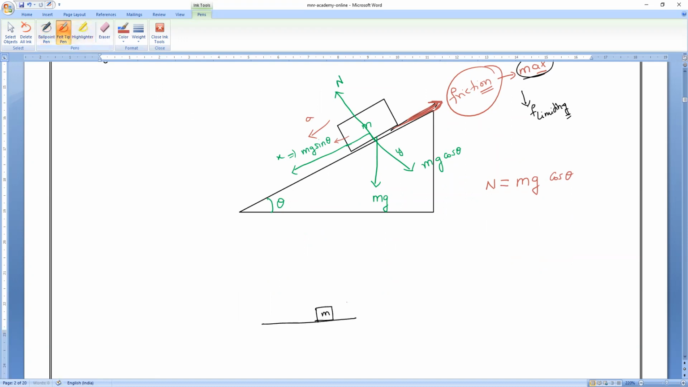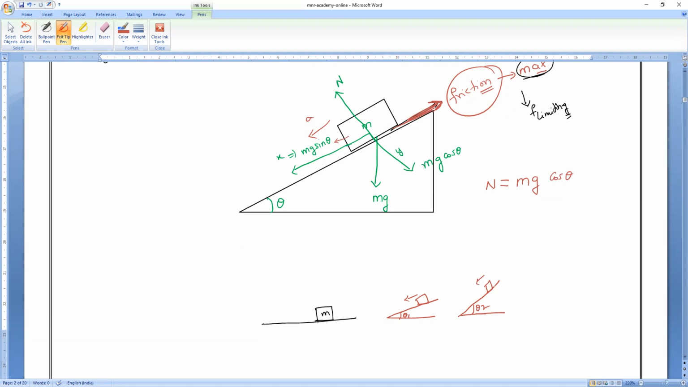Am I right? Will the object slide automatically? No. Understand? Suppose I increase the angle, for example, this much. Let me call this theta 1. In this case also I notice that the object is not sliding. Suppose I increase the angle a little bit more, that is theta 2. Now also it is not sliding.